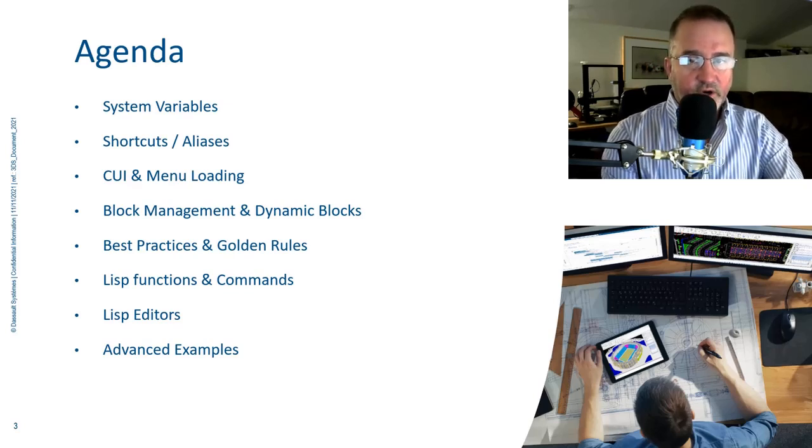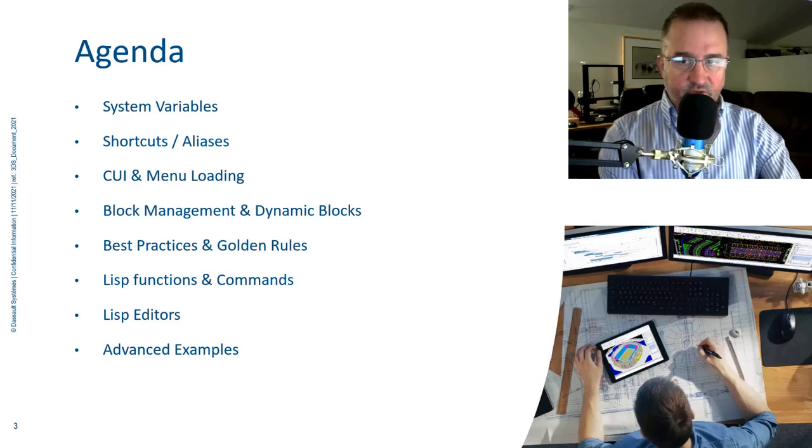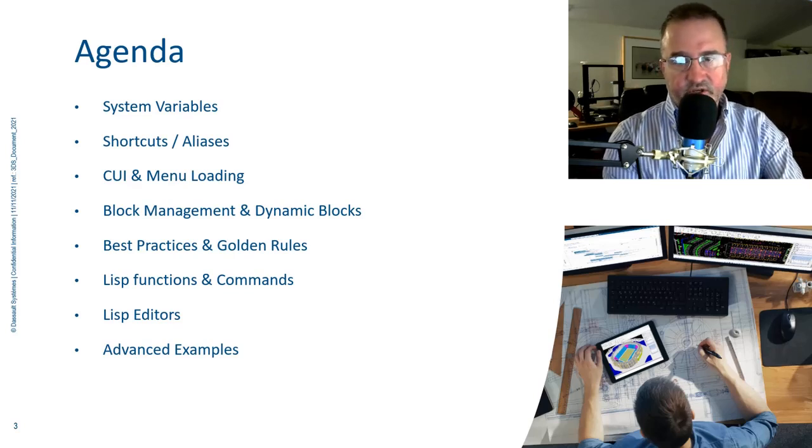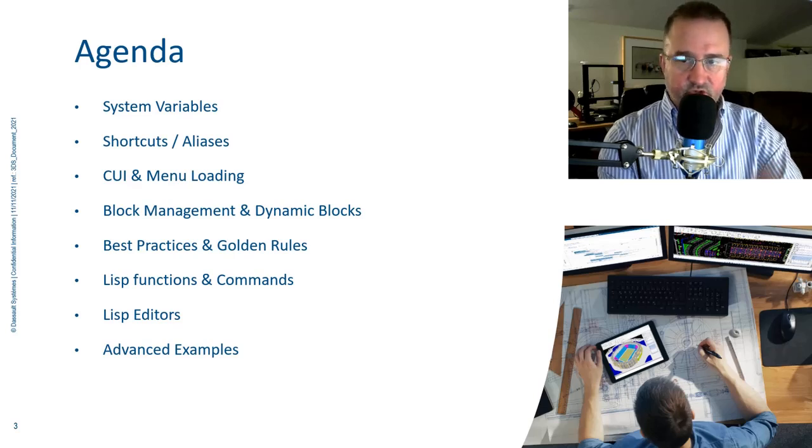The next thing we want to go over is around block management and dynamic blocks. DraftSight does support dynamic blocks, but there's some very unique things that happen with these dynamic blocks that I think are very important, especially if you need to do any type of automation, customization, or things downstream. You need to know what's going on with these dynamic blocks. So I'll cover that in a little bit of detail there.